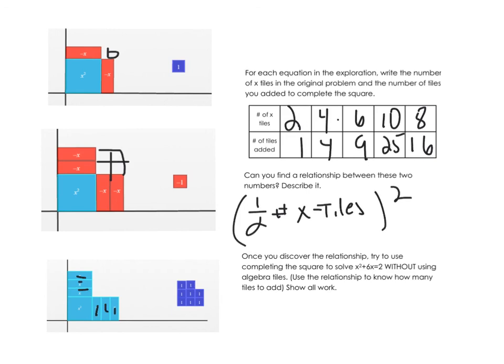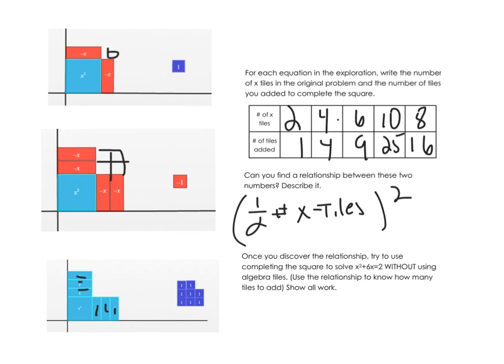Half of 4 is 2, square it, we get 4. Half of 6 is 3, square it, we get 9. Half of 10 is 5, square it, we get 25. Half of 8 would be 4, we square it, we get 16.